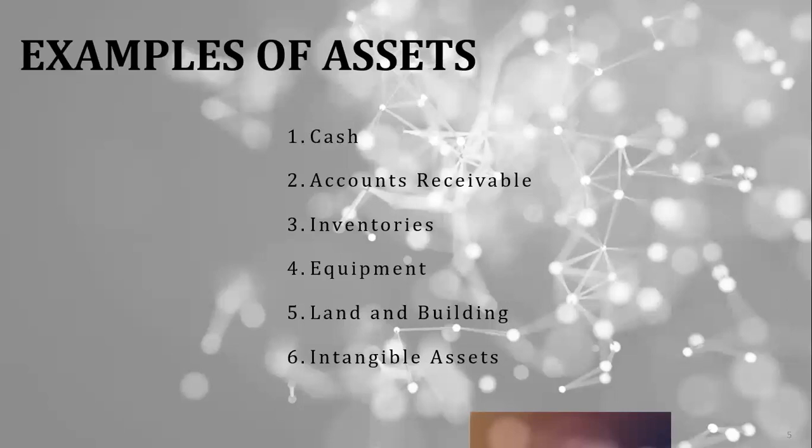Third is inventories. When we say inventories, these are items that are available for sale. For example, you have a sari-sari store. Everything that is being displayed there for sale is inventory. Okay, remember, inventory is everything that is available for sale. That is inventory.